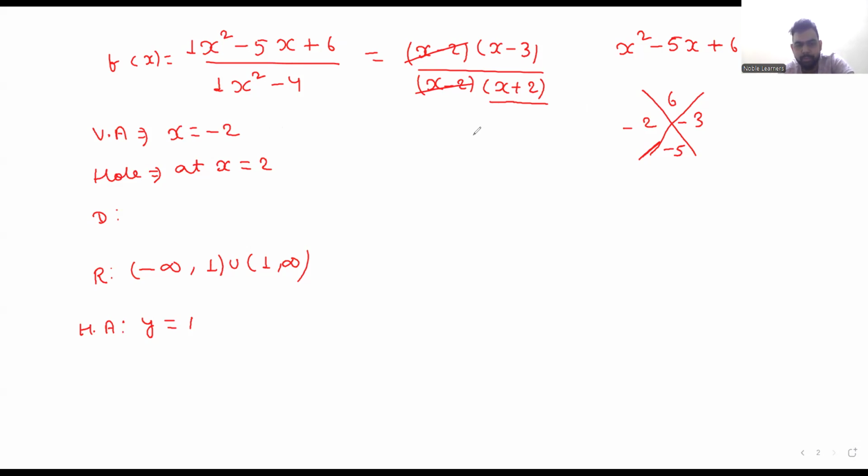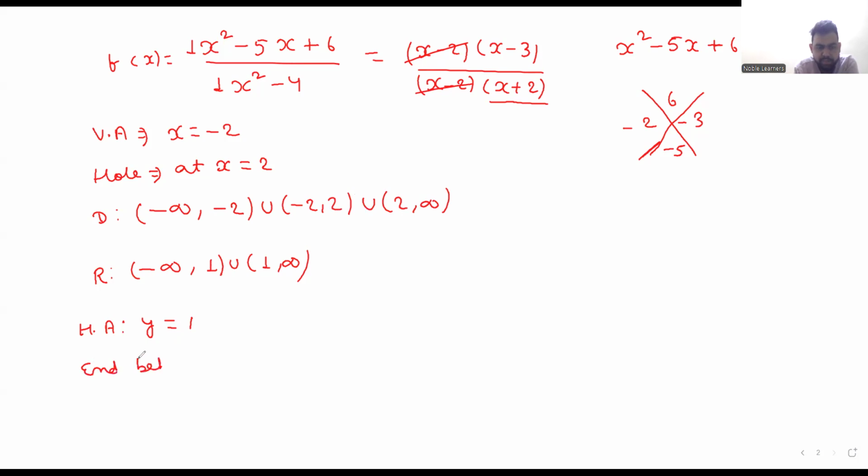No problem. Now, what is the domain? Now we know what is not included in the domain: both the hole and the vertical asymptote. So the domain is negative infinity to negative 2, negative 2 to 2, and 2 to infinity. Right. Okay, and how do we tell the end behavior?